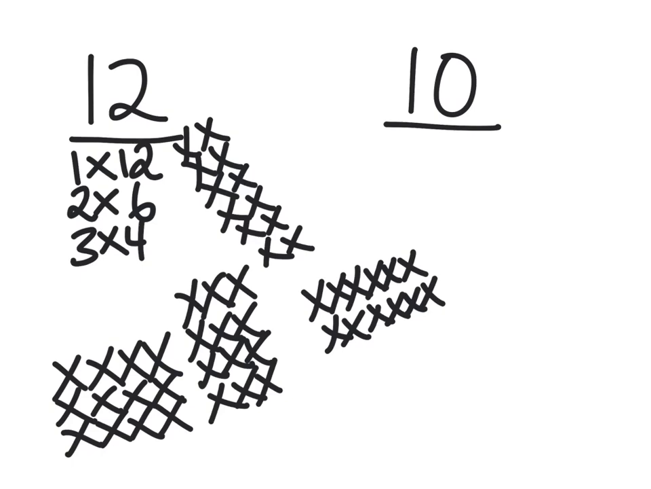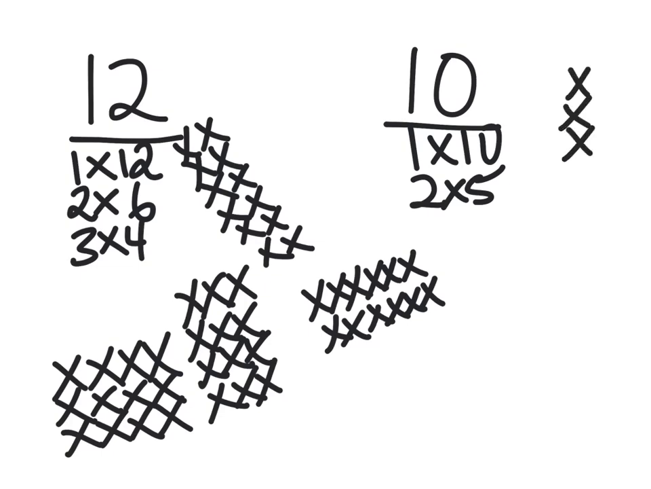I'm going to come over to the 10. I'll do a couple here for 10. So I've got 1 times 10 is the obvious. And then we've got our math fact of 2 times 5. So I'll start this one with a 1 by 10. So I'm going to use X's again. So maybe it's basically a straight line of X's, but it's going to be a 1 by 10.